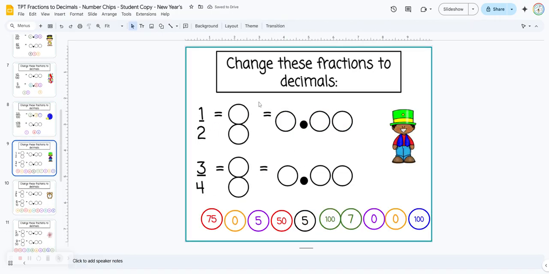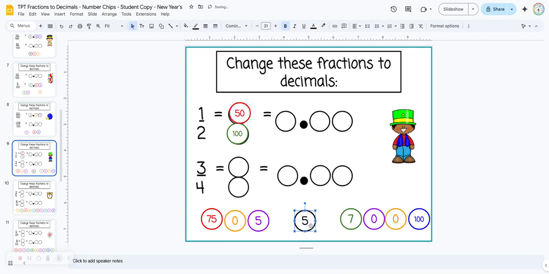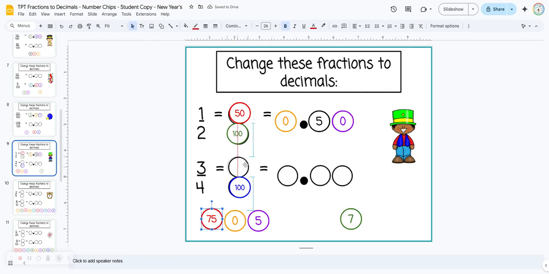Now these fractions, we have to first change them to equivalent fractions with 100 in the denominator. So here, we know that we have to multiply by 50 in the denominator. So if we multiply by 50 in the numerator, we get 50 hundredths, which they can go ahead and change to a decimal. Here, if we change the denominator to 100, we're multiplying by 25. So 3 times 25 would be 75. And then 75 hundredths as a decimal.